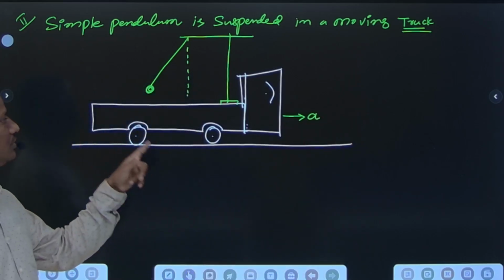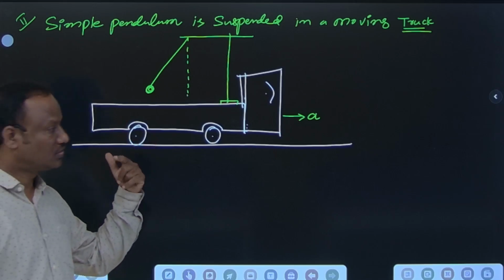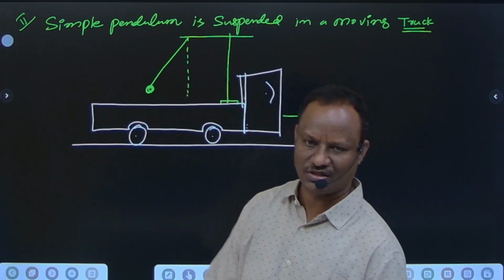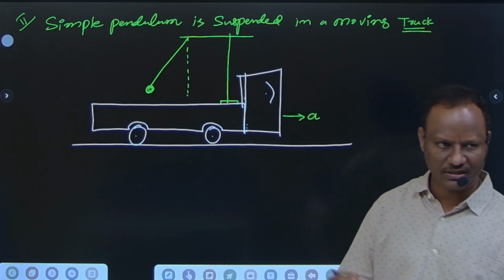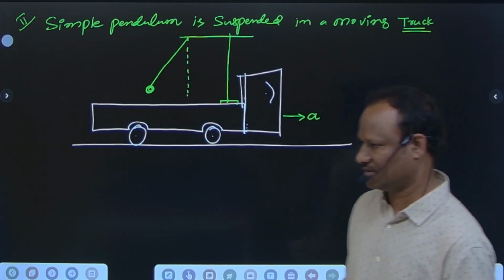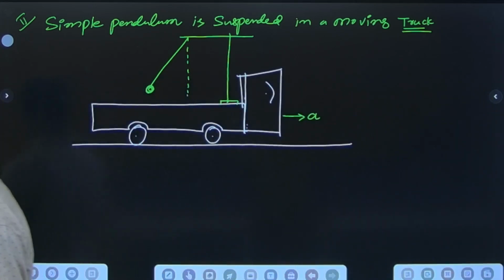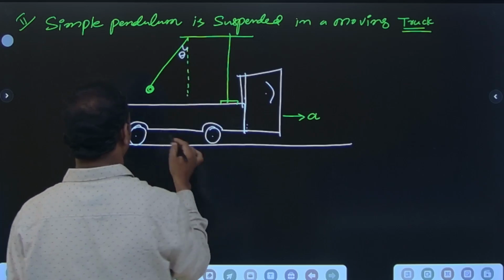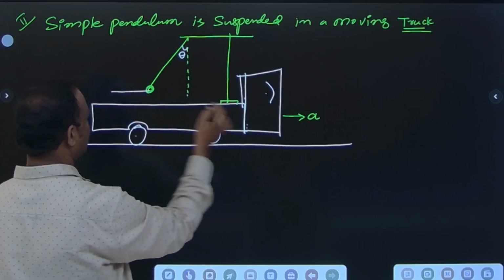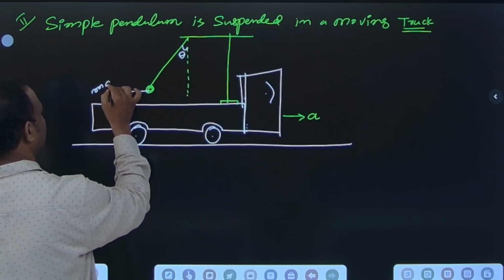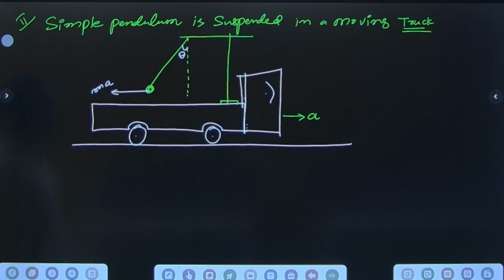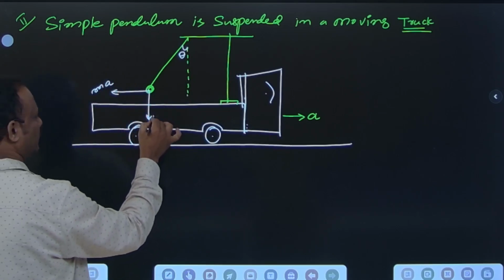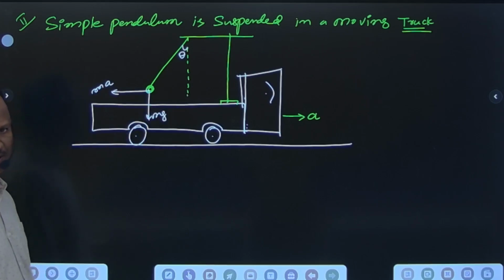So pseudo force is acting on this, in the non-inertial frame of reference. Pseudo force is acting, which makes an angle theta. This is the acceleration, and in the opposite direction is ma. Its weight is mg. Correct. So what is the effective acceleration?